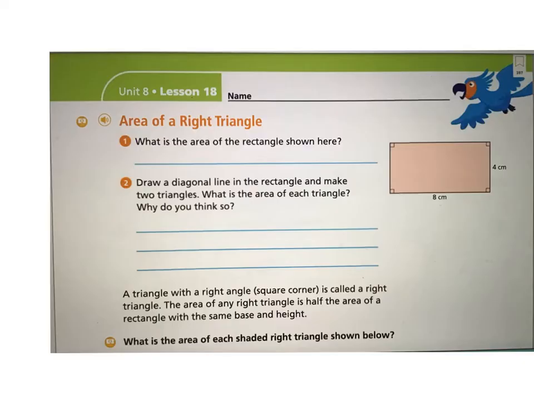All right, turn to page 397 and let's begin to put our formula to work. What is the area of the rectangle shown here? We know that in this box, here's the right angle, so it's 8 times 4, which equals 32 square centimeters.